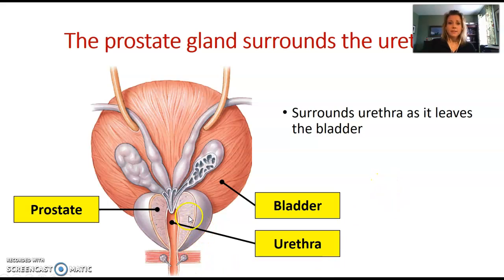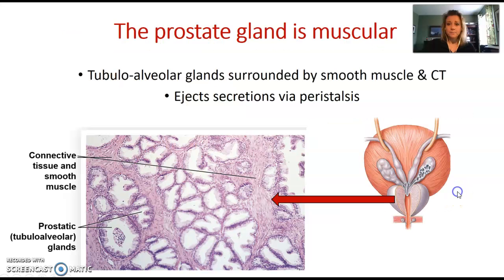All right, so next we have the prostate gland. The prostate gland is found at the base of the urinary bladder. It surrounds the urethra as it leaves the urinary bladder. And the prostate gland actually consists of multiple smaller glands.